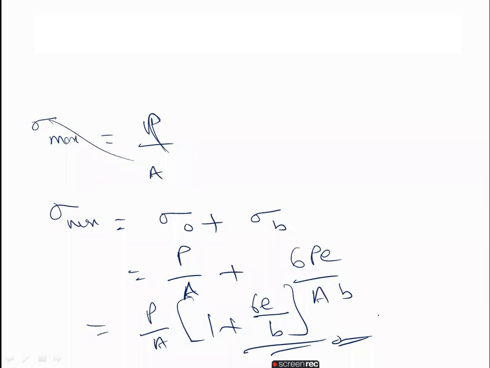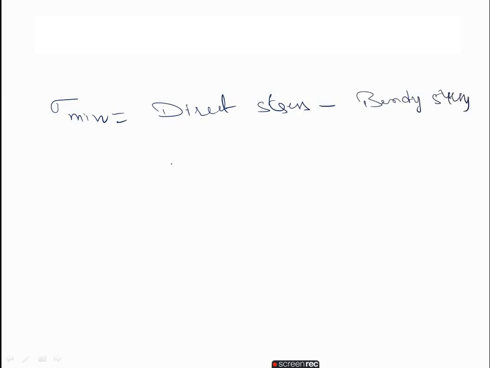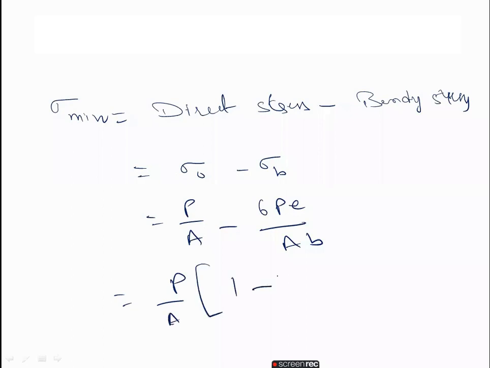In the same way we calculate the minimum stress: sigma minimum equal to direct stress minus bending stress, that is sigma naught minus sigma b. Sigma naught we calculated already, that is P by A, minus 6Pe by Ab. Take P by A as common: 1 minus 6e by b. This is the sigma minimum.